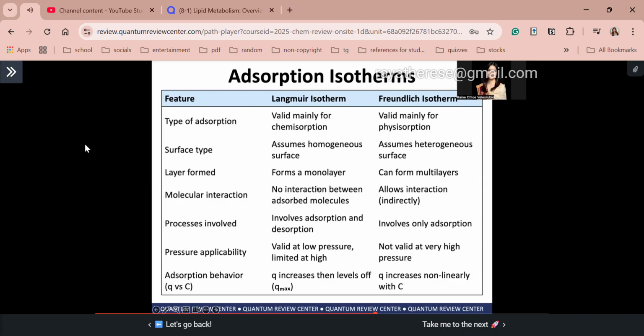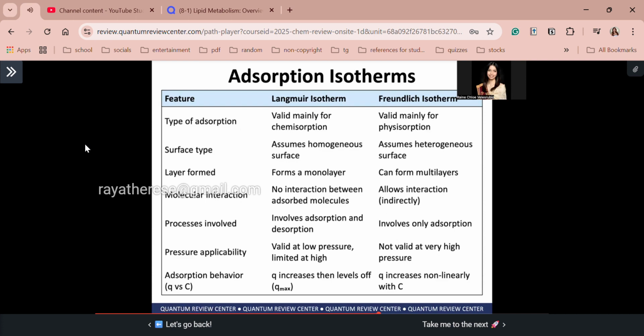Okay? And then in terms of processes involved, so Langmuir, it involves both adsorption and desorption na in equilibrium. Diba? Adsorption rate is equal to desorption rate. However, for Freundlich, it only involves adsorption. So wala kang desorption term sa kanyang model. And then in terms of pressure, again, Langmuir, it is only applicable at low pressure and limited at high. And Freundlich naman, again, it is not valid at very, very high pressure.